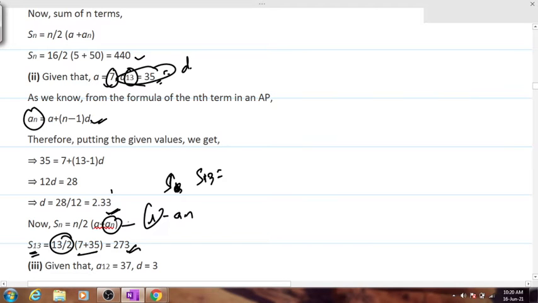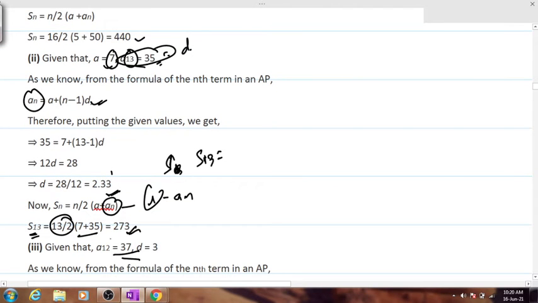Those who haven't got the answer, kindly copy it down and try and attempt the third numerical. People who are done with the second one. Over here n is equal to 12, an is equal to 37, d is equal to 3, and you have to calculate the value for a as well as the value for S12. Okay, I'm pausing the video. Go on to calculate the values fast.